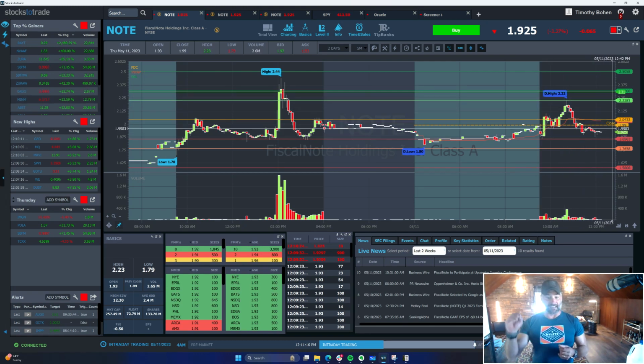Now, this is where the alert comes in. If this retests the level from the Google I/O conference yesterday at 2.30, be ready, okay? That's one of your main double down ideas.